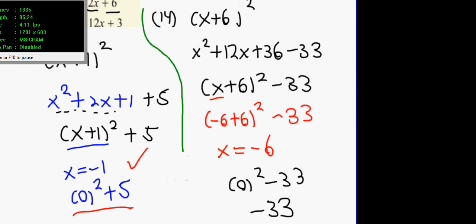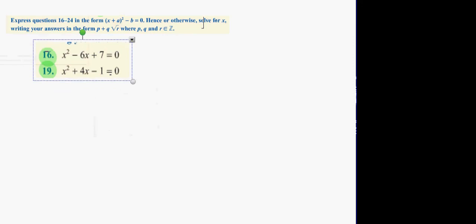The following questions: expressed in the form x plus a squared minus b equals 0 this time. Hence or otherwise solve for x, writing your answer in surd form. So we already know we could use the minus b formula to do this. Now, what I'm going to do is, they're very similar to the ones we've done already, so I'm just going to do number 19, okay, starting off.